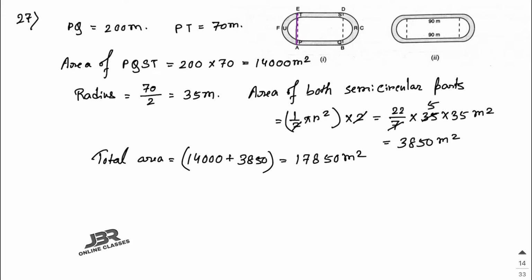Now next one, given that the track is of constant width 7 meter, calculate the outer perimeter of ABCDEF.